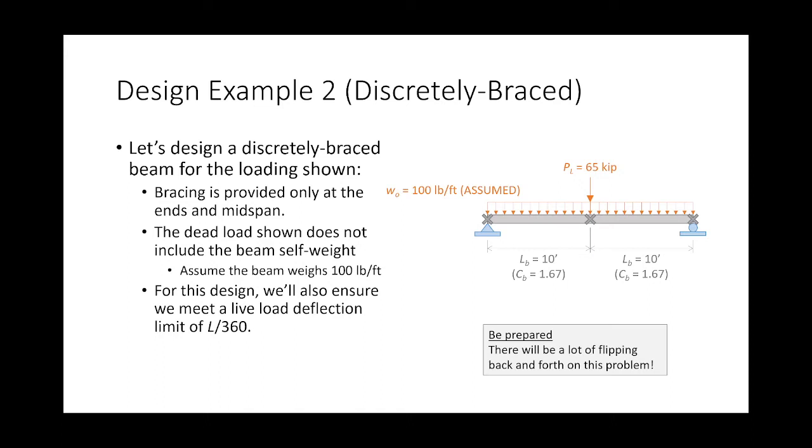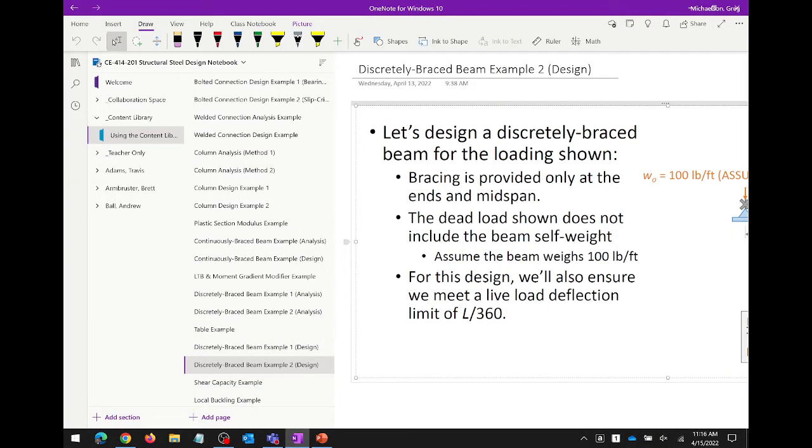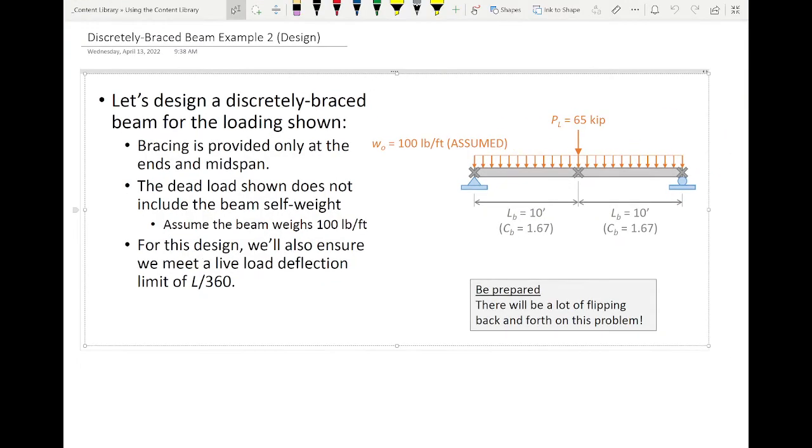The only dead load is the self-weight of the beam, which we're assuming to be 100 pounds per foot. And the live load, we've got 65 kips right in the middle of this beam. So this beam's got a lot of load in the middle. So let's see what happens. All right, bear with me. So again, you're going to be doing a lot of page flipping between table 3.10 and table 3.2. So just be aware that's going to happen.